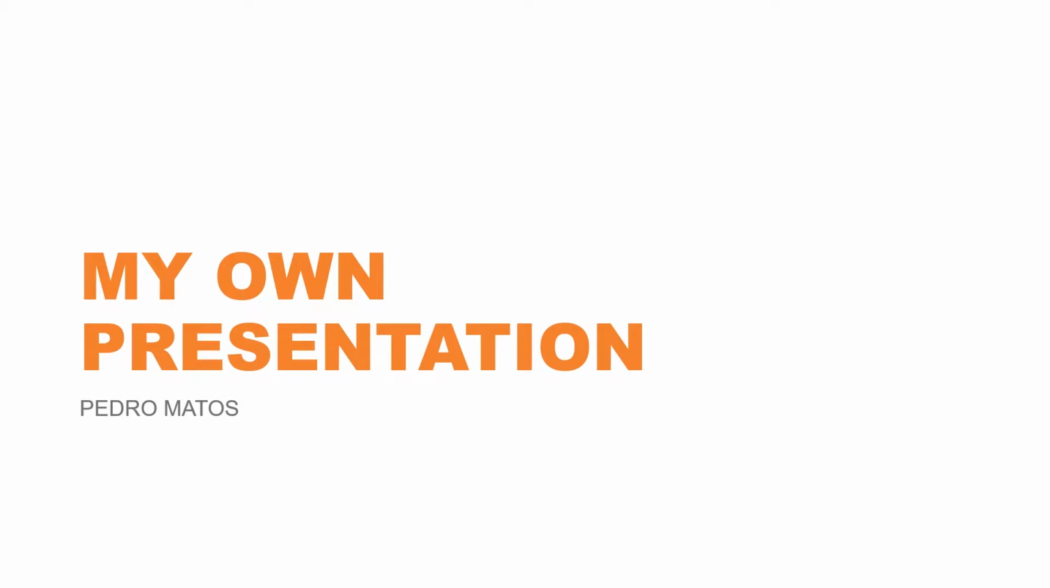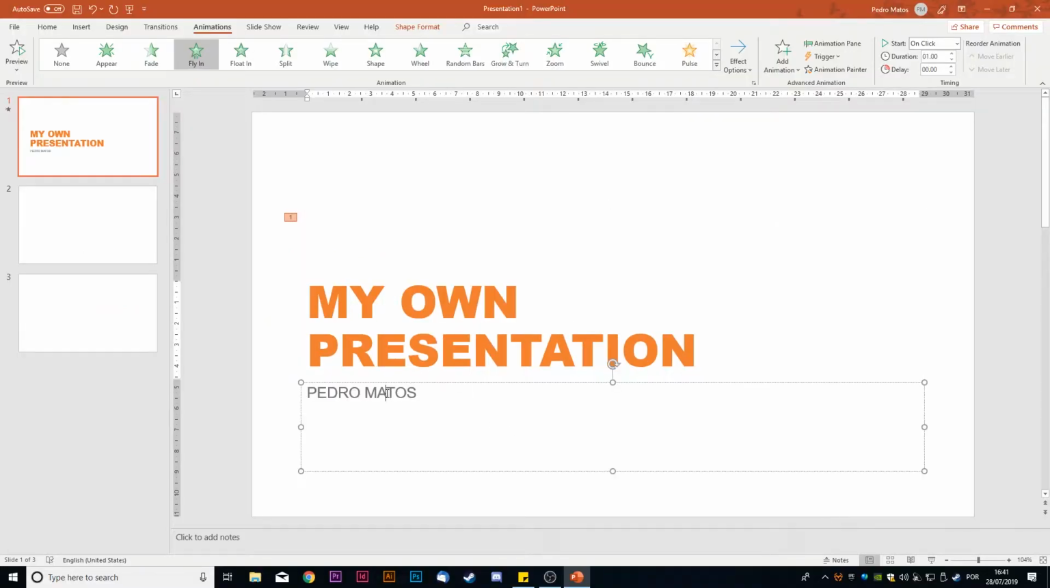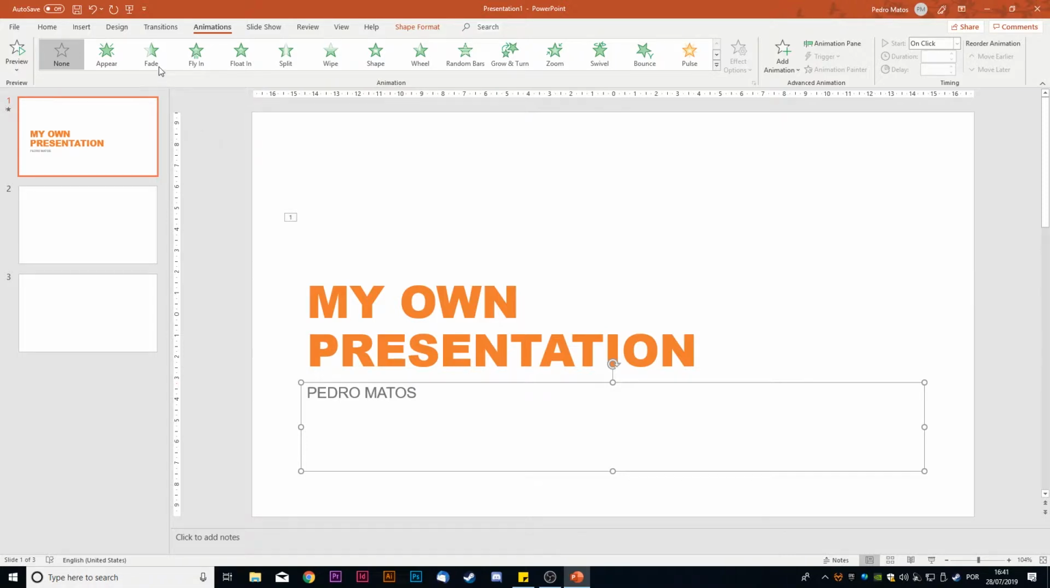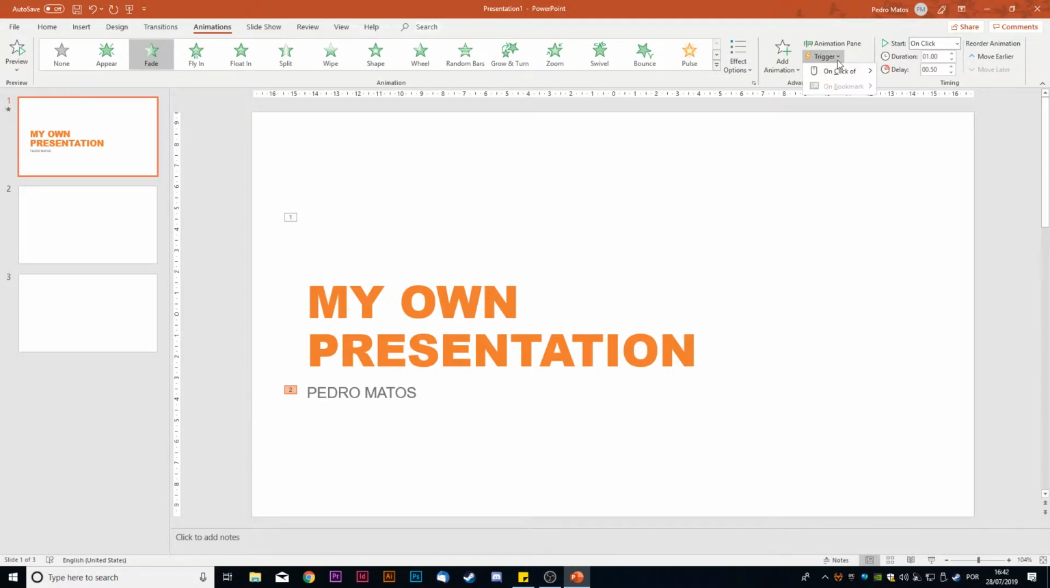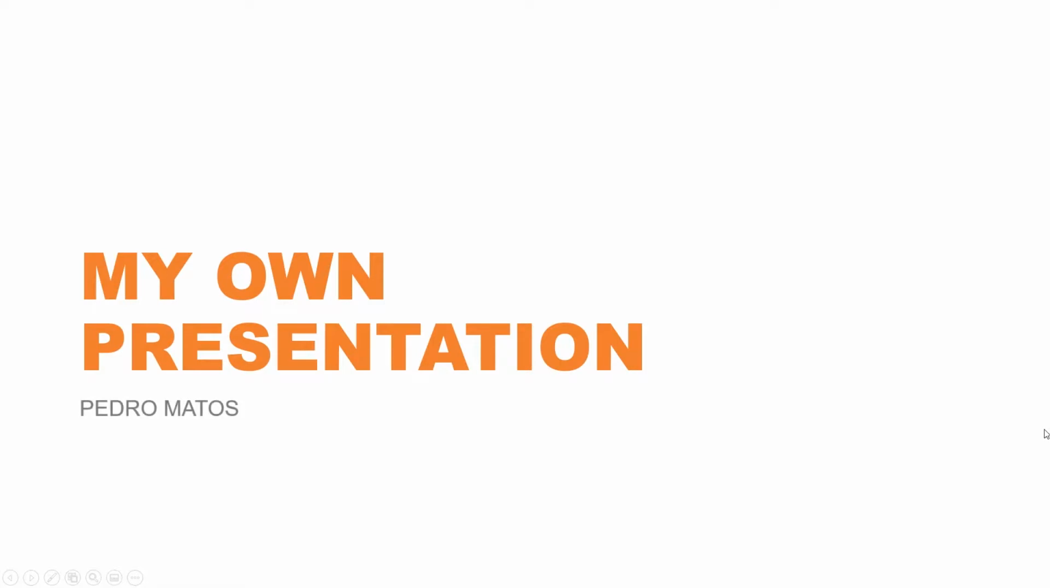Much smoother, see? So this is my own presentation, and let's now animate Pedro Matos. I want probably a fade, because it creates a smoother aspect on entering, because the first one is coming from the left and then my name comes. Let's give it a delay of 50 and also 1 second of duration, and let's put the trigger like that. So I click, my own presentation, and then I click again and Pedro Matos comes. See, smooth, nice and pleasant for people who are watching, at least in my opinion. I don't know your opinion, but I think the same.